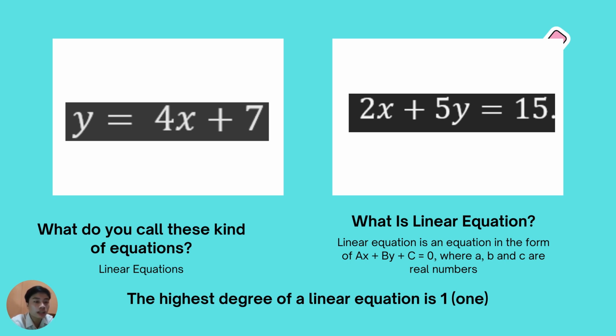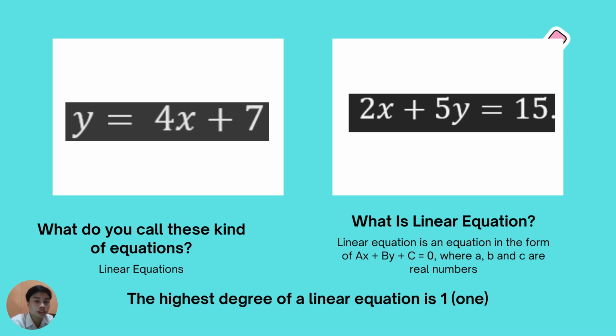A linear equation is an equation in the form ax plus by plus c is equal to 0, where a, b, and c are real numbers, and the highest degree of a linear equation is 1.